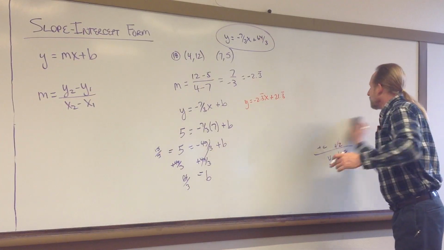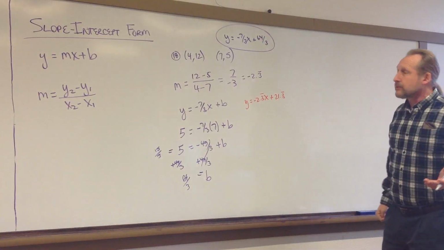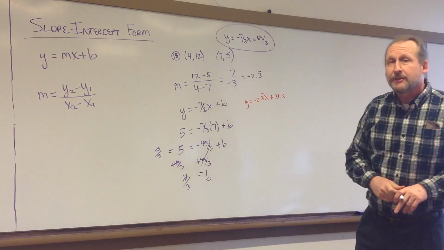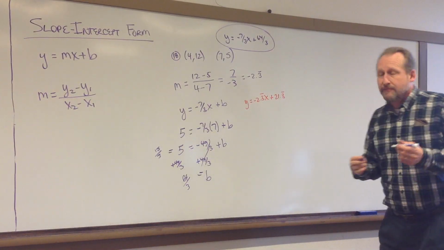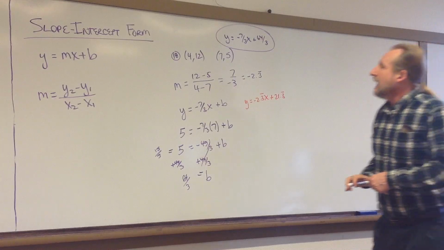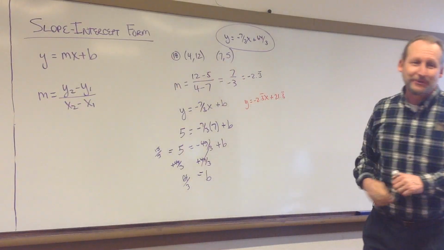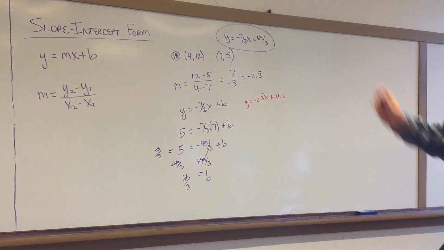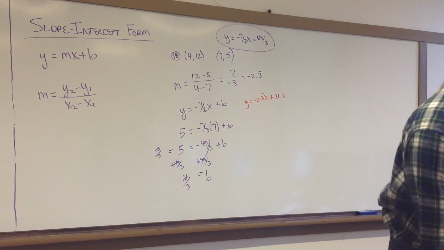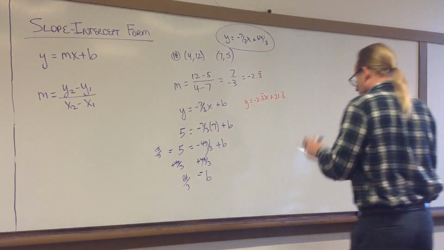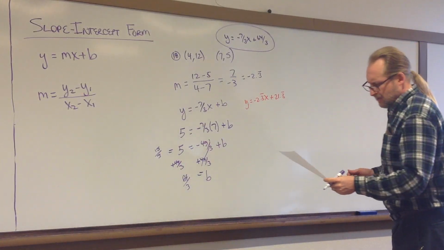There's nothing wrong with getting non-whole numbers in your answers. If you had to graph this one, it would make it a little bit tricky, but I'm not asking you to graph it. And if you needed to graph it, here are 2 whole number points right here that you could use. It's just that the slope and the y-intercept turn out not to be whole numbers.